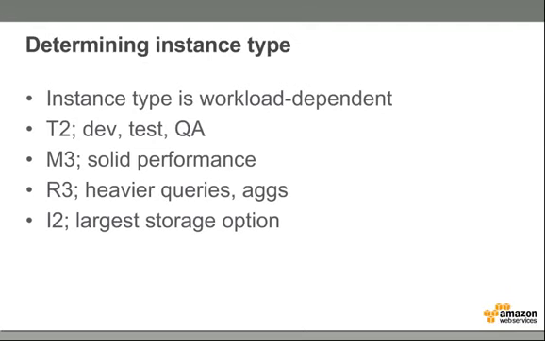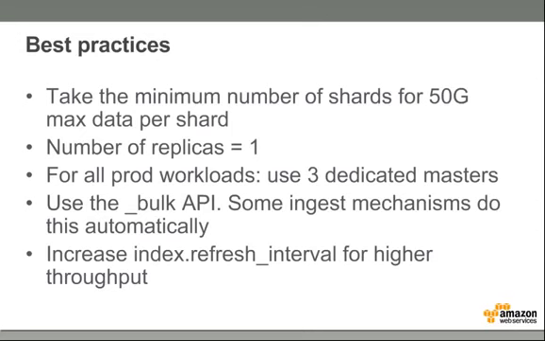Thinking about instance type, we have 4 instances that we support within the service. We have the T2. We feel this is best for dev and test. The M3 is a balanced node that provides you good performance across a lot of different workloads. With its additional RAM, it provides you the ability to do heavier queries and aggregations. It's more slanted towards those. And finally, we have the I2 instance. This is our largest storage option.